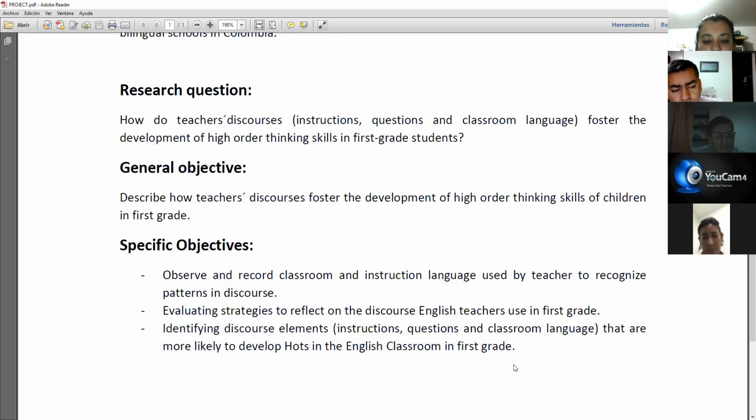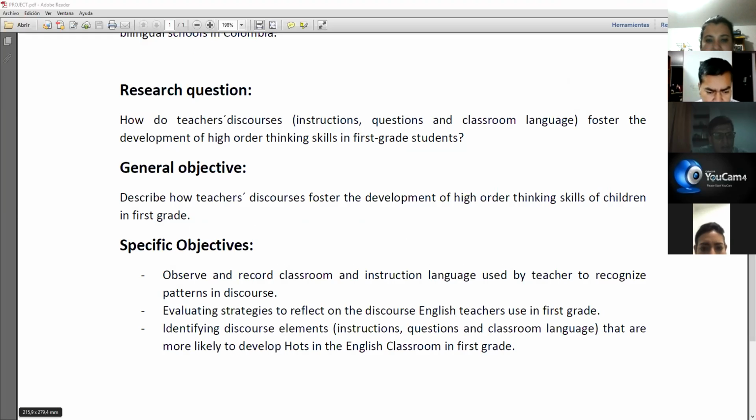Okay, so now: observe and record classroom instruction language used by the teachers to recognize patterns in discourse. Identify discourse elements, instructions, questions, and classroom language that are more likely to develop higher order thinking skills in the English classroom in first grade. And now, evaluating the strategies is not necessary, but then you're going to have the one that you had as general. Reflect on, or analyze.